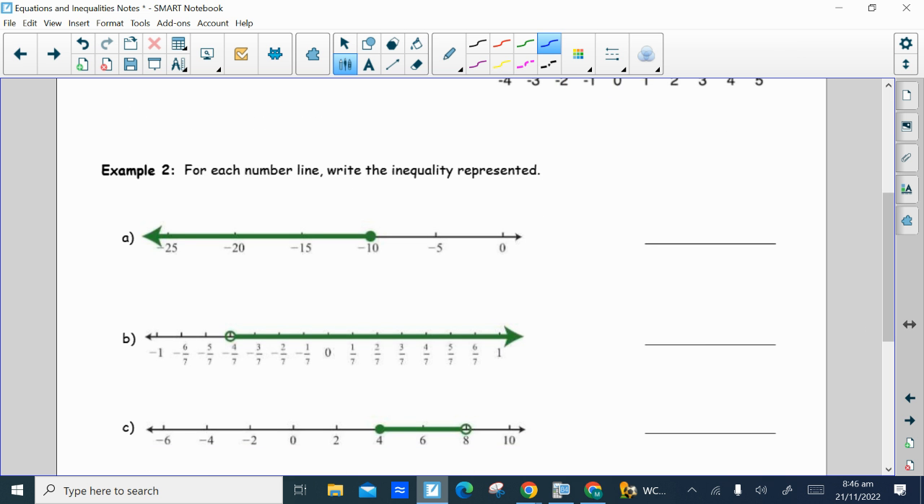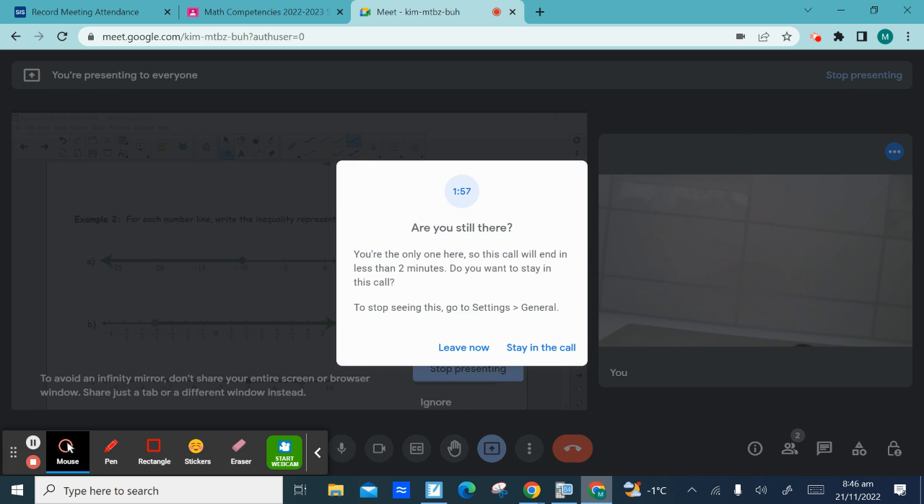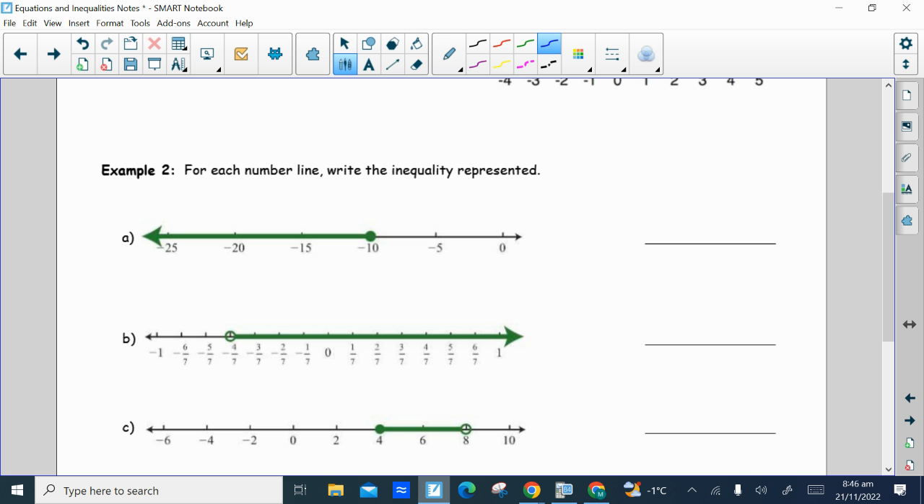So for these next examples, we're going to do the opposite. We are given the graph, we want to write the inequality. So this first one starts at -10, and the -10 is colored in, which means it's included. And the line goes to the left, which means all values that are less than or equal to -10.